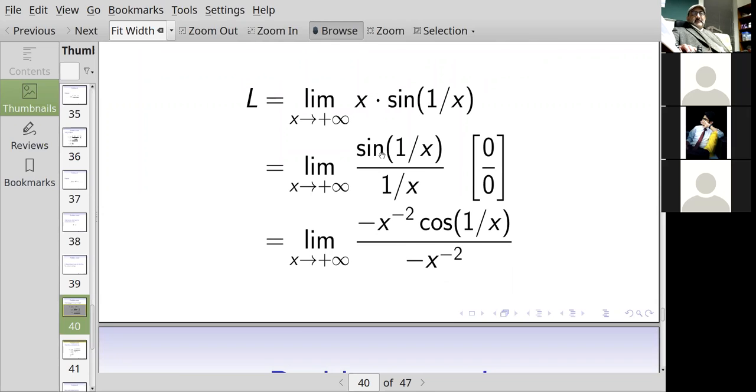And the derivative of sine of 1 over x, you use the chain rule, right? So it's cos of 1 over x times the derivative of 1 over x, which is minus x to the minus 2, divided by the derivative of 1 over x, which is minus x to the minus 2. Okay. So now I've got a common factor of minus x to the minus 2 in the numerator and in the denominator. So let's take that out.